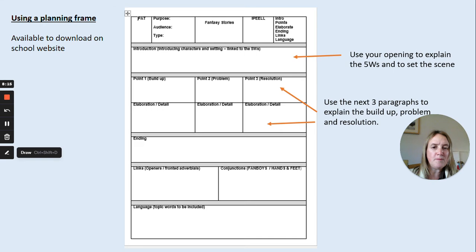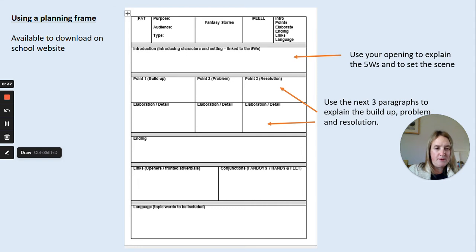Then it says point 1, point 2 and point 3. You're using those to structure your next 3 paragraphs. So the next paragraph will be about your build-up to get to that problem. And remember, in that top box of point 1 is your main thing you want to say. And then the elaboration and detail is that detail to it. What extra information are you going to give?